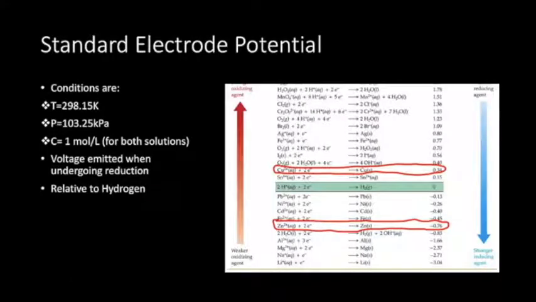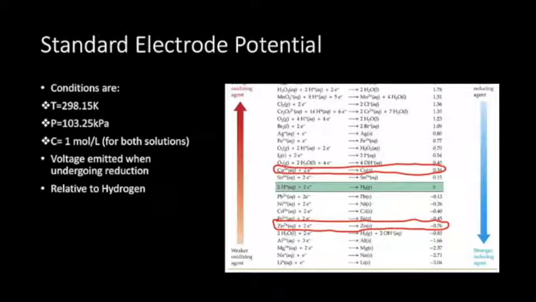Standard electrode potential. A standard electrode potential is the voltage emitted by an elemental atom or neutral charged molecule reducing relative to hydrogen under the following conditions. These conditions are 298.15 Kelvin, or room temperature, 103.25 kilopascals, or pressure at room temperature, and 1 molar solutions for both electrodes. Thus, the point of reference of standard electrode potential is hydrogen. So hydrogen has 0 volts for its standard electrode potential.